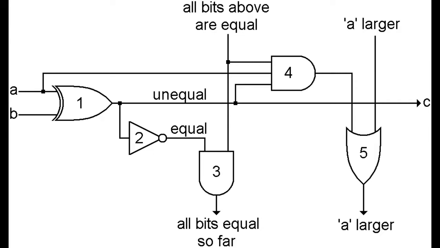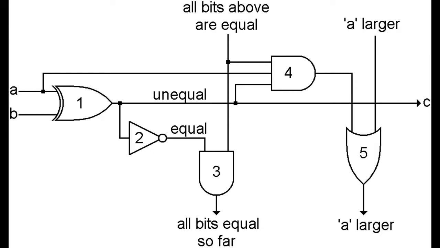Those two outputs, equal and A larger, are called flags, and they are part of 4 flags that are output by the ALU. These flags are going to be very useful later on when we look at jump instructions and different ways to alter the execution of a program that's going to be running on our CPU.